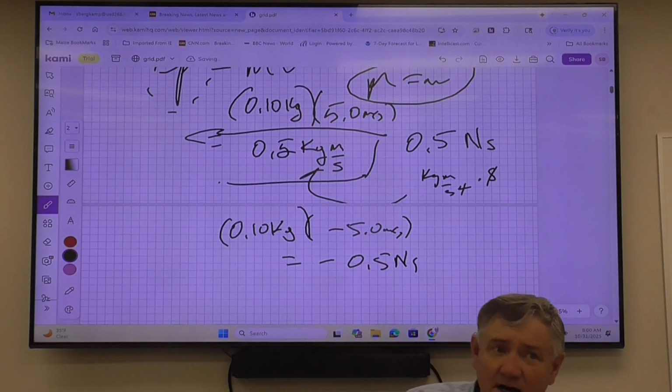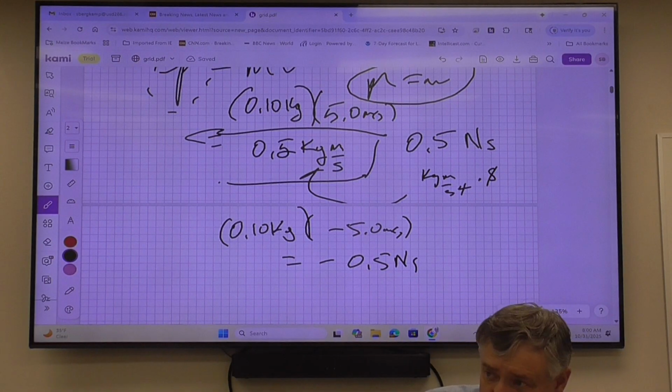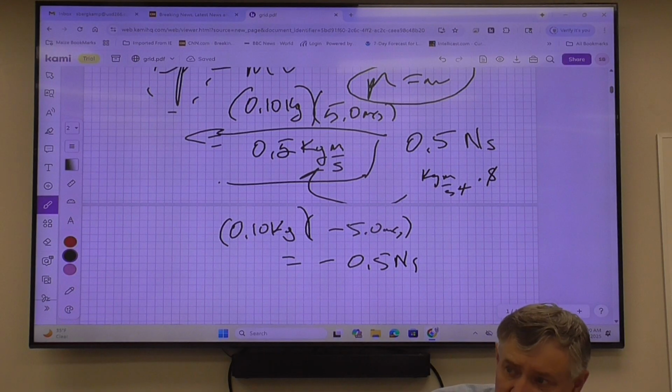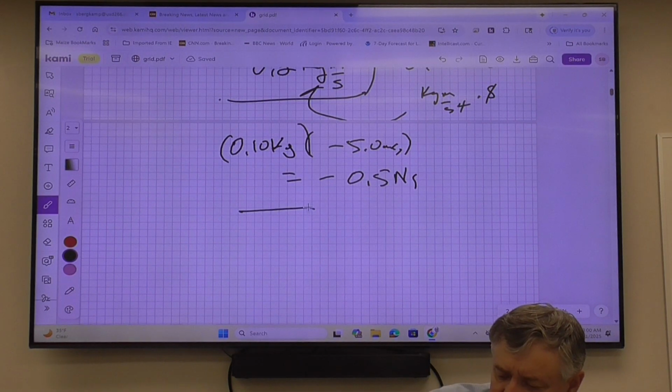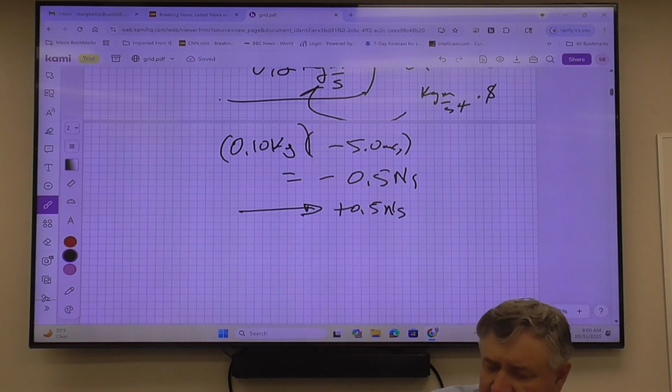So because momentum can be both positive or negative, do you think momentum is a vector quantity or a scalar quantity? Vector. It's a vector quantity. So if you define one direction as being a positive value, that's positive 0.5 Newton seconds.